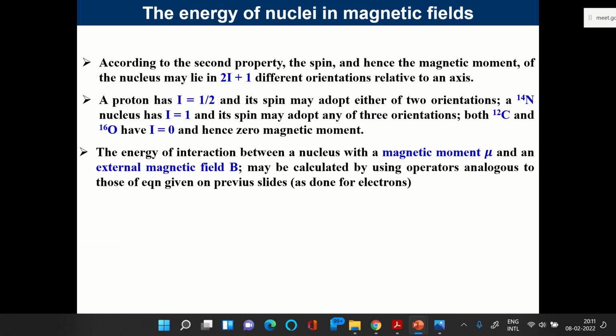A simple thing that you can think of is nitrogen and oxygen. Nitrogen has 7 plus 7, so I is equal to 1. A proton has I equal to half, you know this. Both carbon and oxygen have I equal to 0, no magnetic moment, so they do not respond. Magnetic field apply करो कुछ नहीं होगा. Oxygen 16 and carbon 12 do not respond to a magnetic field. So magnetic moment mu.